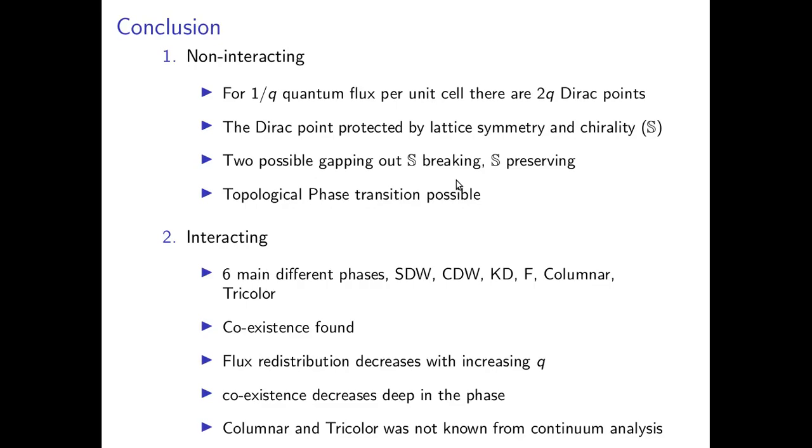Okay, so I'll put the conclusion here and try to point out the main 2 factors. We described 2 possible gapping outs in the non-interacting limit, and we showed that in the interacting limit, if you write down this theory, you can get Kekulé, CDW, and other ordered states, and we see a tricolor, an SDW, and a columnar phase, which was not seen in the continuum.